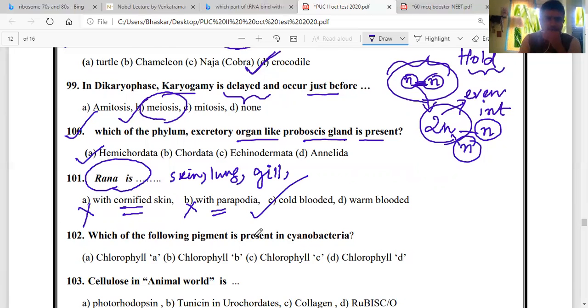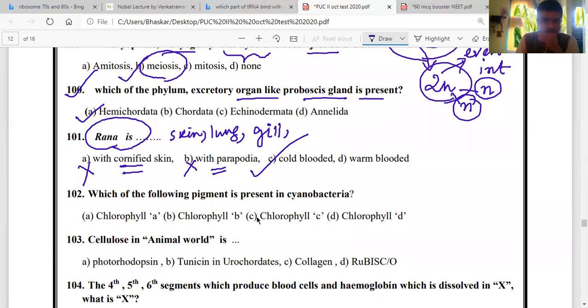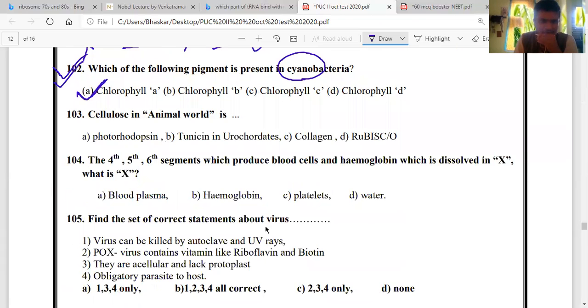So which of the following is present in the cyanobacteria? You know the most important pigment is chlorophyll a and phycocyanin. That is how the name cyano. Next, the cellulose in animal world. This is a beautiful question. Normally cellulose is absent in the animal world, but you can see it in the tunicin structure. In tunicates or urochordates, that is present. So this is explained in the class.